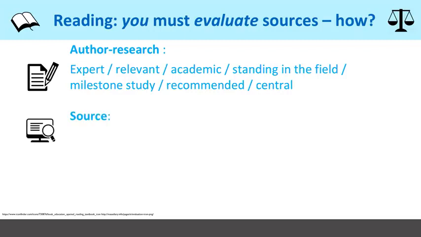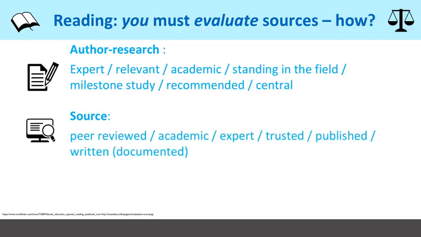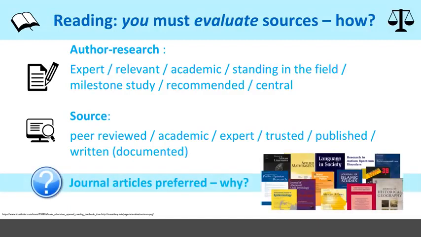The other way you can judge the type of sources you're looking at is where they come from. And what we're looking for are sources which are peer-reviewed, academic, expert, trusted, published and written. Here's a question. Journal articles are often preferred for literature review in an academic context. Why is this? Think about that.